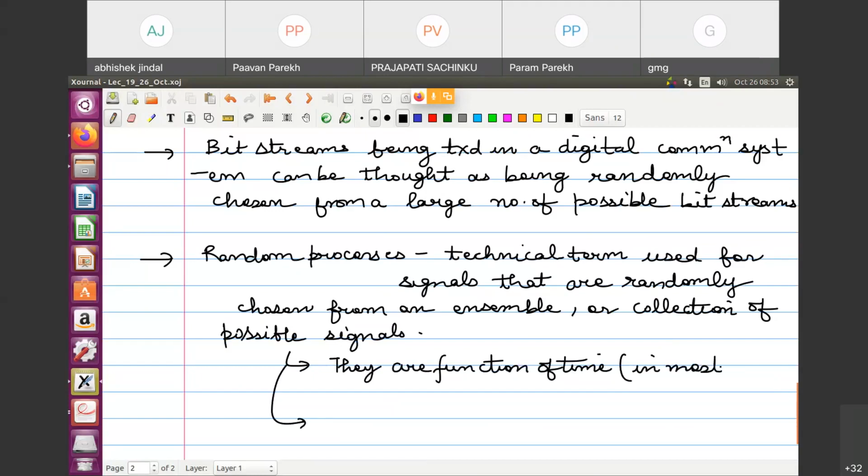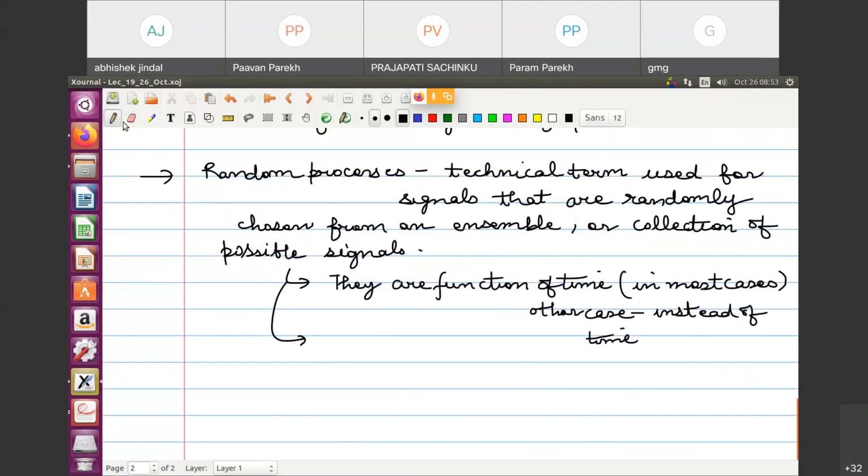There are other cases as well where this parameter can be coordinates instead of time. Let me take an example of another case, because for us to study this, we must know that it is not the case that random processes will always be a function of time. No, they can be a function of coordinates as well.